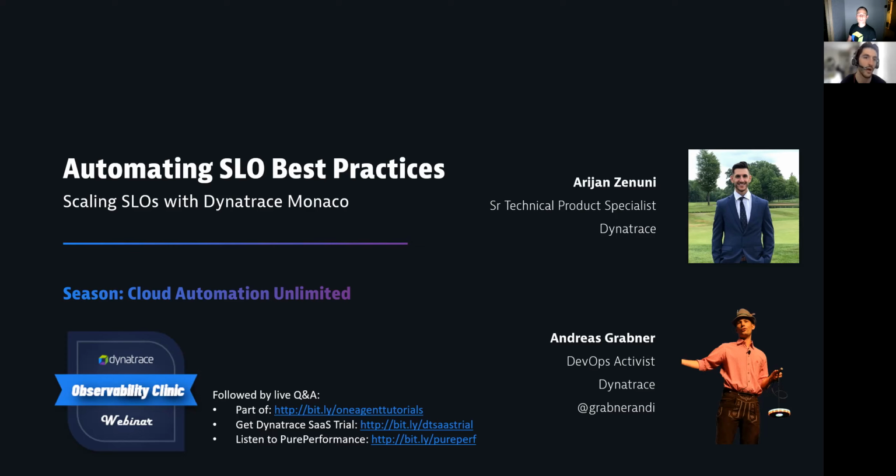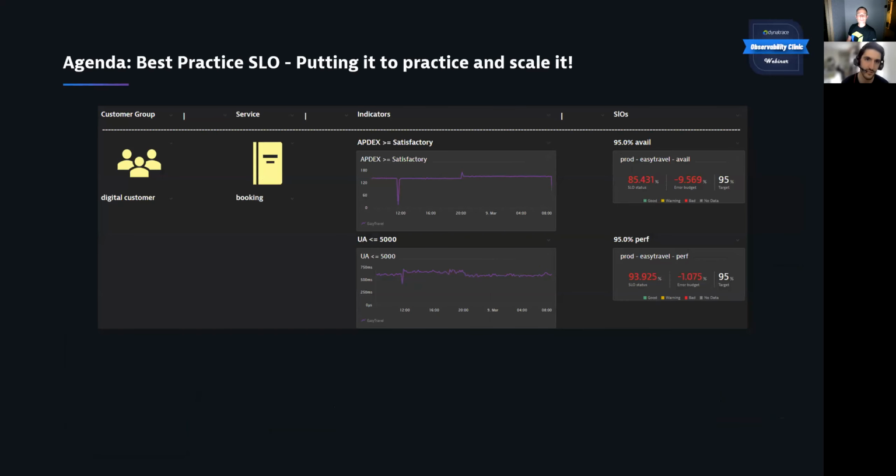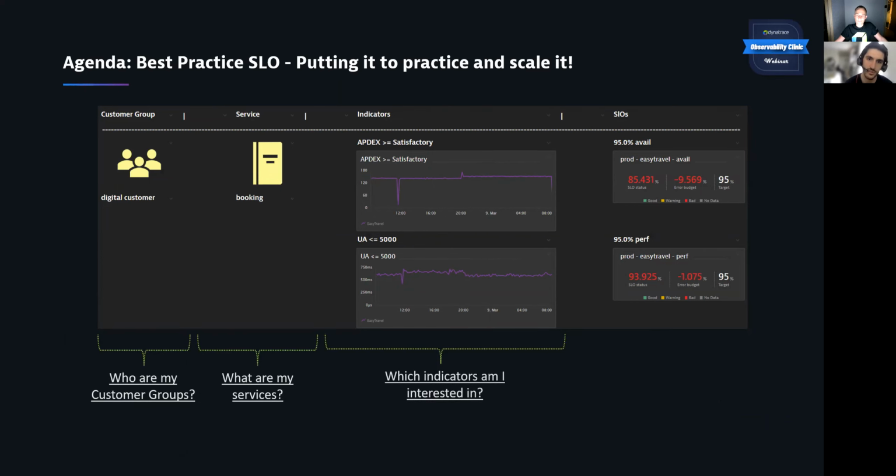Let's take a look at how we can scale SLOs using Monaco. Just a little teaser of what the results of this webinar will be. We'll get this great dashboard here, which visualizes that 7-step process for us, starting with my customer groups, my services, those indicators for those services, and then finally our SLOs.